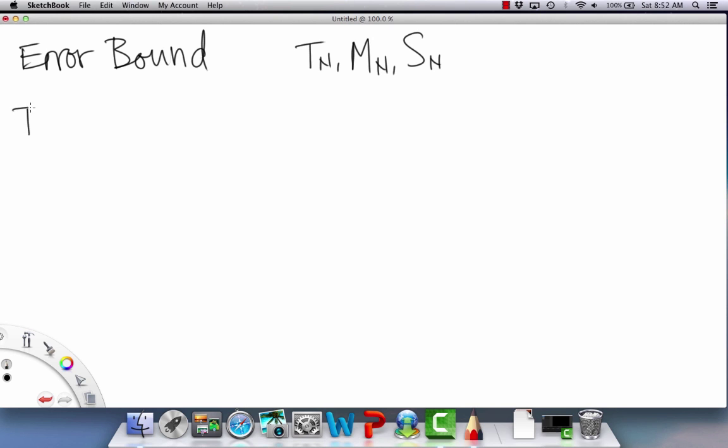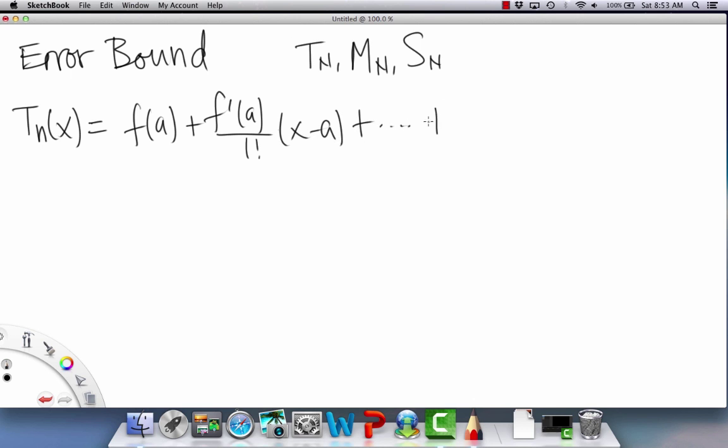Okay, first of all, hold on, let me write this out so I can give you the background on where the error comes from. So Tn of x, as we know, is equal to f of a, plus f prime at a over 1 factorial, and so on and so forth, x minus a to the 1, plus dot dot dot all the way up to f to the n at a over n factorial, and then x minus a to the n. Okay? So basically, whatever we have here, this is our Taylor polynomial, right?